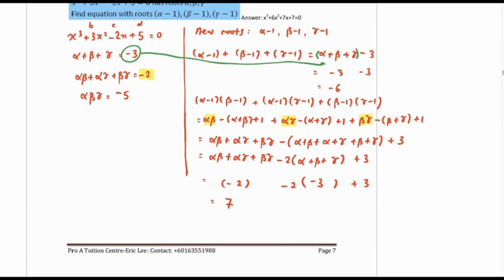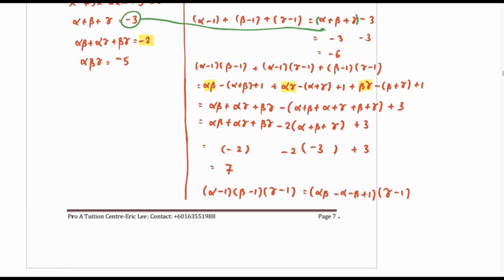And after that, finally, we are going to make use of this concept. We take any three roots and multiply, then we are going to get this. We take three of the roots, multiply, we get this. And let's say I expand the two brackets first. So I'm going to get alpha beta minus alpha minus beta plus 1, gamma minus 1.